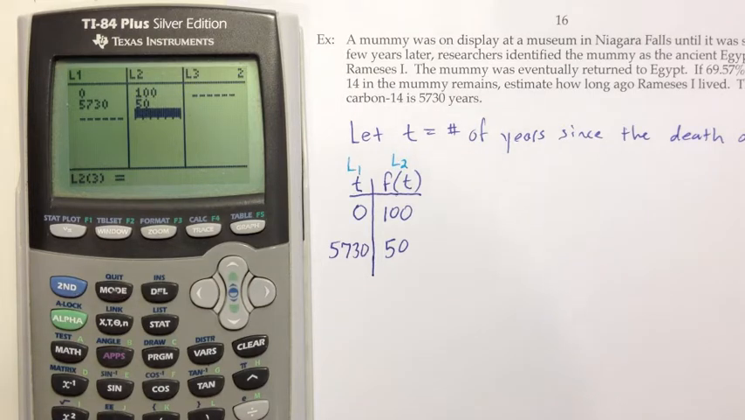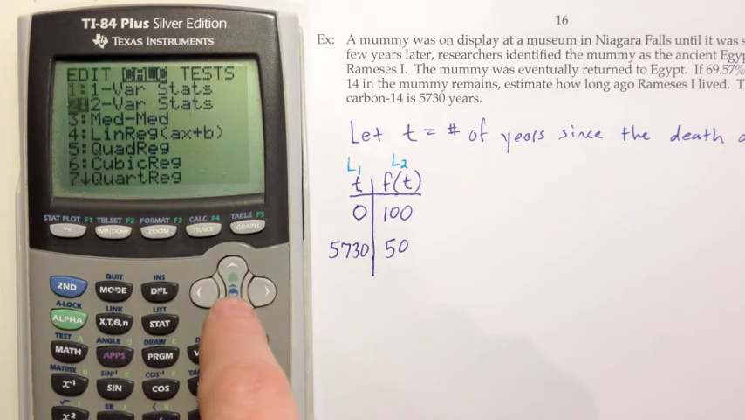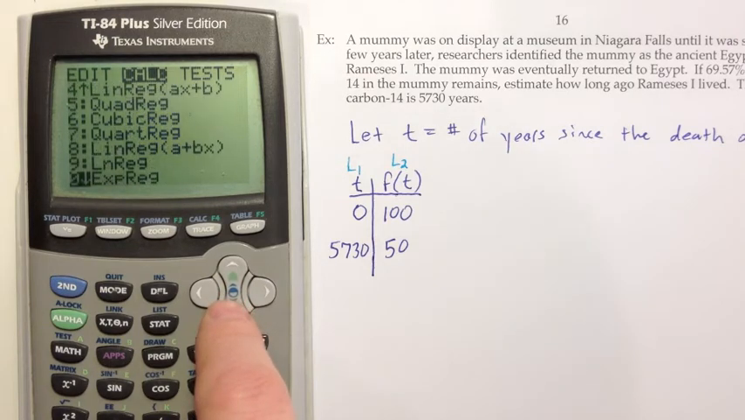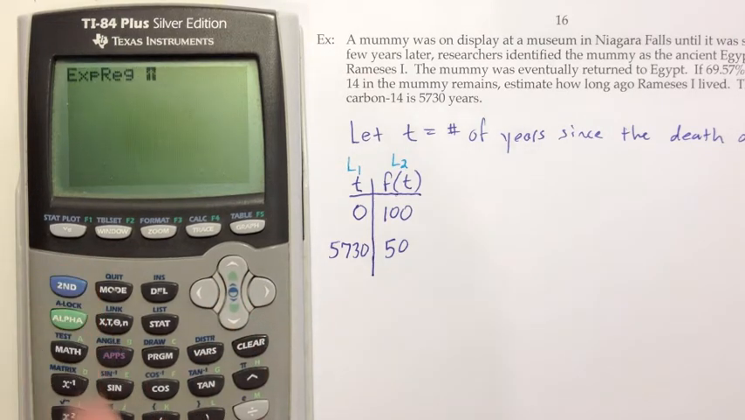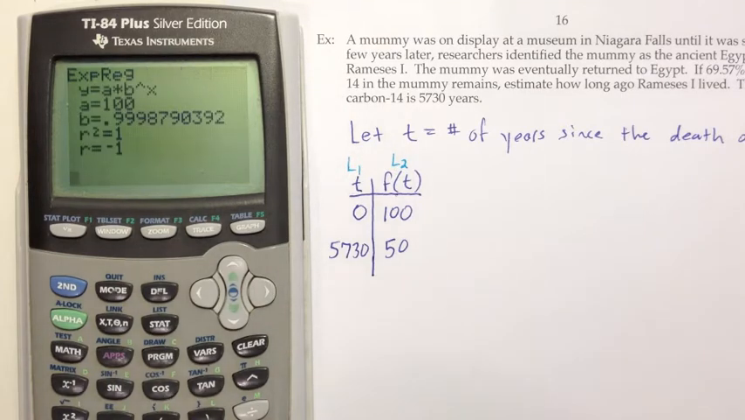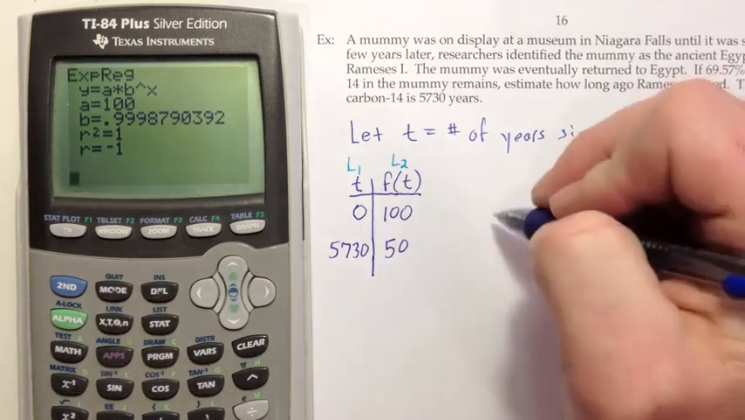Once I have that data in, I can use the calculator and the regression feature to get the equation. So I'm going to hit Stat and Calc and arrow down until I get to exponential regression and tell the calculator where my data is, L1 and L2. Press enter and I will get the a and the b.